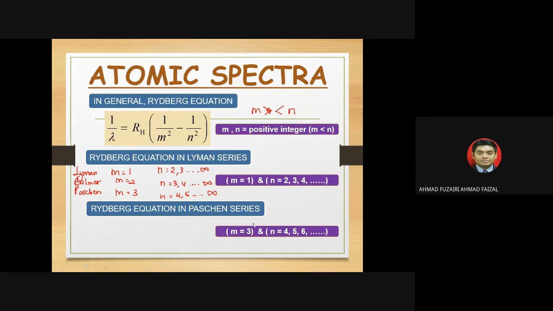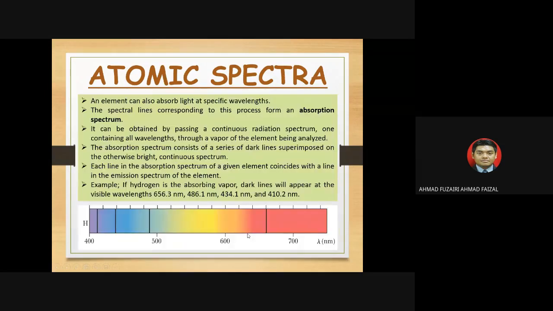So the Rydberg equation for the Paschen series has m equals 3, and so on. This is the atomic spectra. An element can also absorb light at a specific wavelength, the spectral lines.